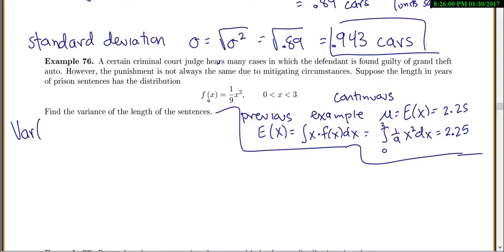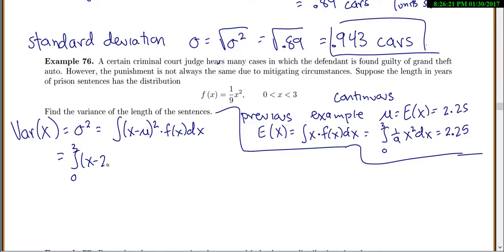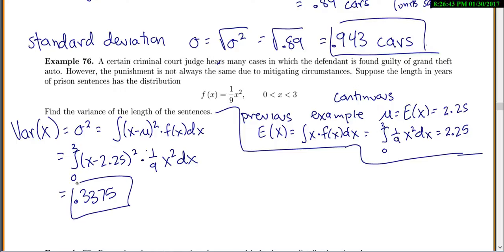Now the variance of x, or sigma squared if you prefer, is always going to be equal to the integral of x minus the mean, squared, times the PDF of x. In our case, we only care about it from 0 to 3. We're going to have x minus our mean, which is 2.25, squared, times little f of x, which is 1/9 x squared dx. And this is 0.3375. So we found the variance of the length of the sentences.